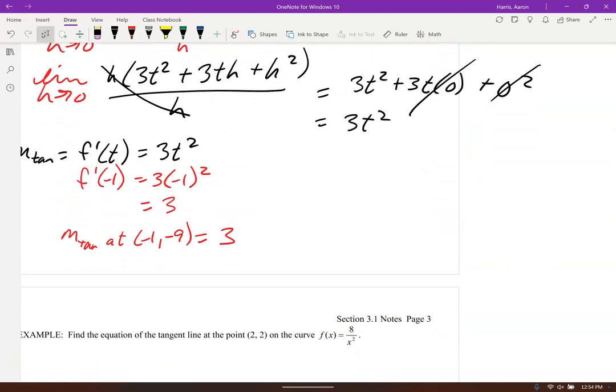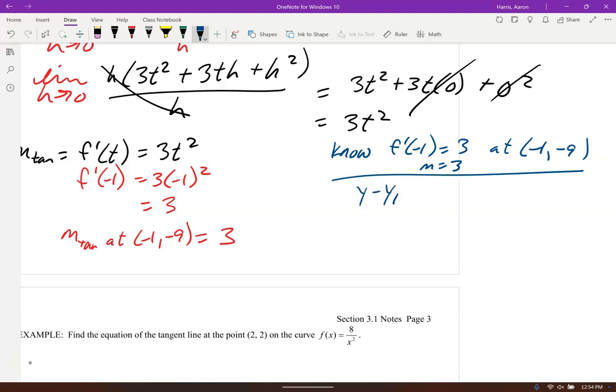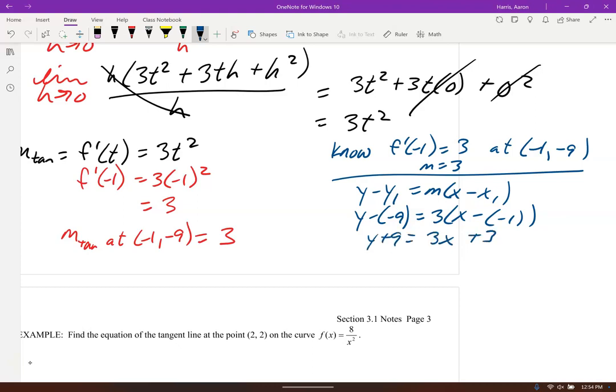All right, so now I know f prime of -1 is 3. Again, that's my slope at (-1, -9). So y minus y1 equals m times x minus x1, y minus the -9 equals 3 times x minus -1. Subtract 9, and we've got 3x minus 6.